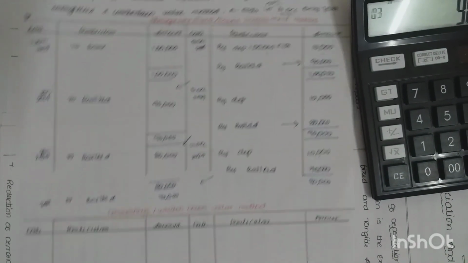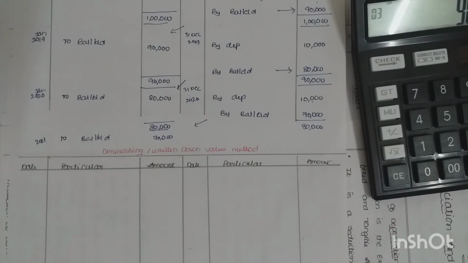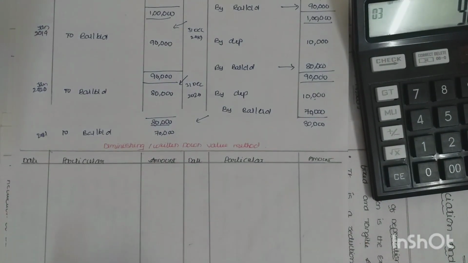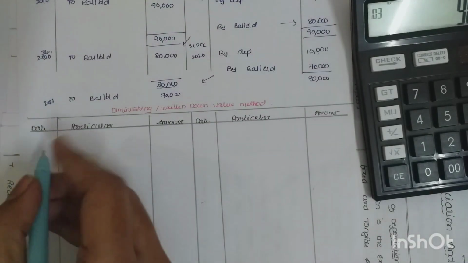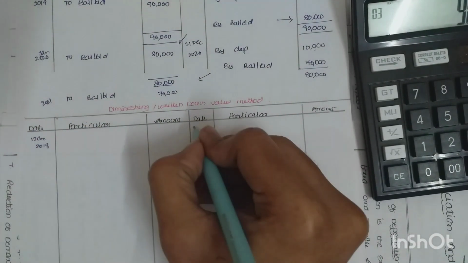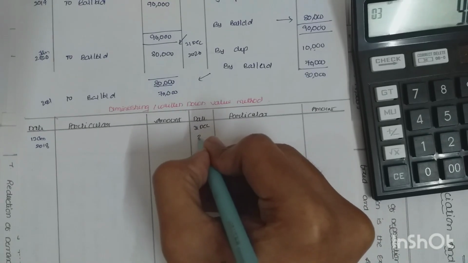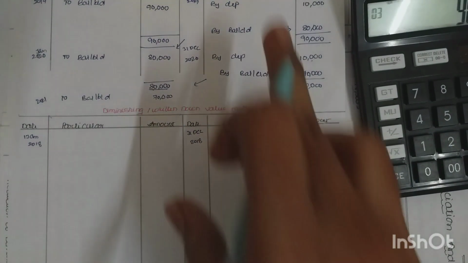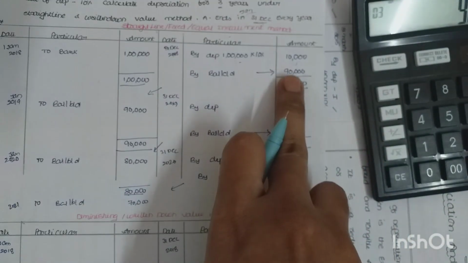Okay, next the same problem we will do in the diminishing balance method. What we will get, we will see. What is the balance here? We got 70,000. See, when you do it in the other method, you will get a different answer. Okay, same problem. So 1st January 2018, 31st December 2018. What is the difference? In the diminishing balance method, we are going to calculate here 10,000 once we have calculated, right?